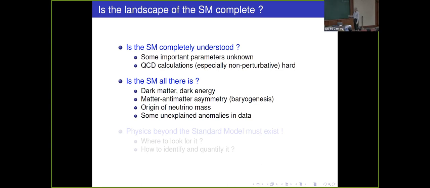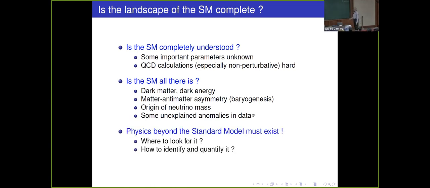There are some unexplained anomalies in data. Some stay for a long time, some go away, but there are still some anomalies that you should not entirely neglect, and they indicate to us that perhaps there is something beyond the standard model. Of course, these 3 things that are on top are definite indications that there is something missing that we need to understand. Okay? So therefore, physics beyond the standard model must exist. Okay? But then we have to figure out where to look for it, how to identify it, and how to quantify it.